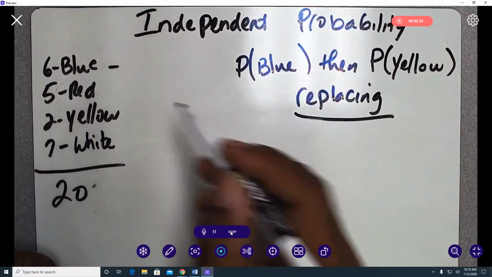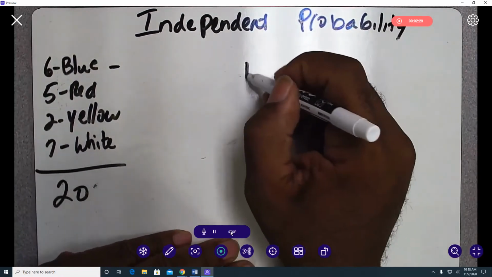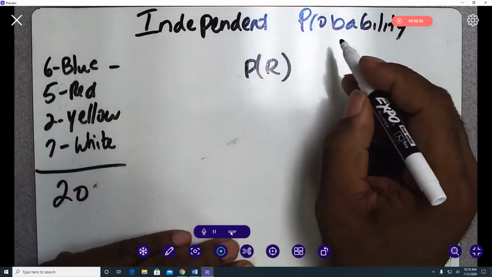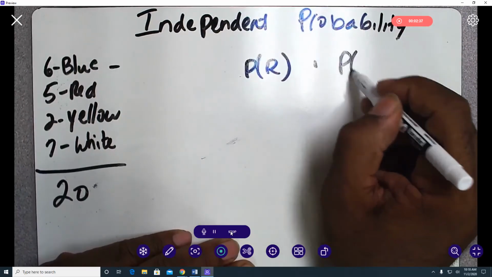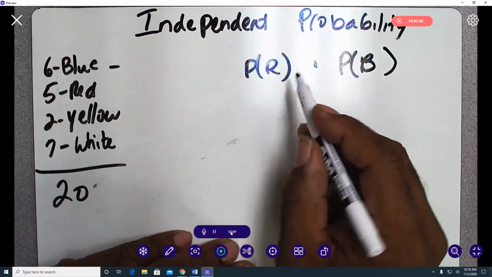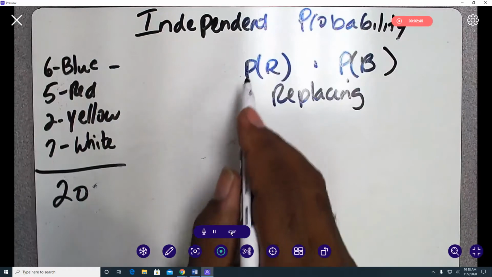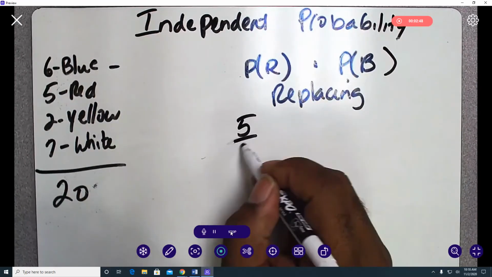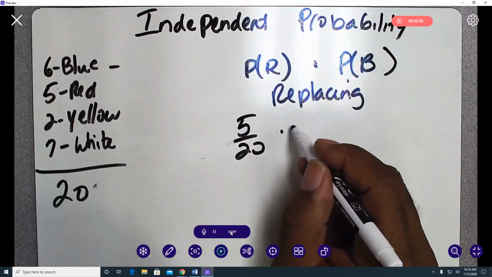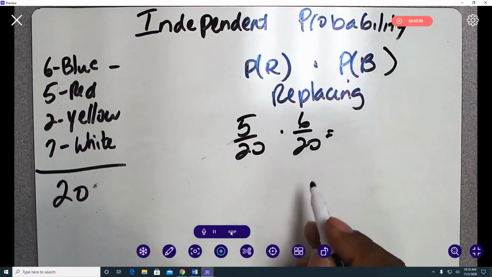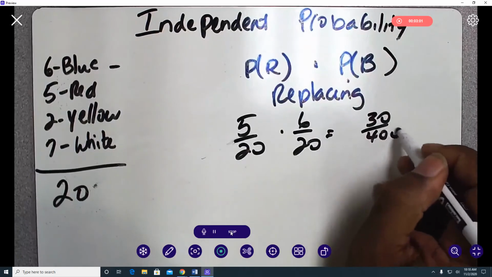The probability of pulling a red, then pulling a blue, with replacing it. So the probability of pulling the red is 5 over 20. 5 is the amount of red, 20 is the total. The probability of pulling the blue is 6 over 20, because we replaced it, and that would be 30 over 400.